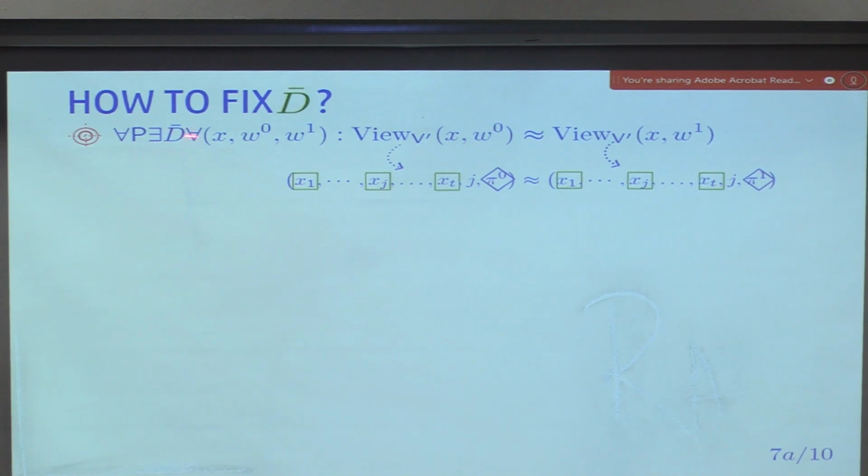Just as a sanity check, if you flip the order of quantifiers, if you want to say for all x there exists a D, then it becomes trivial. SWI becomes trivial because you can just give the witness. So it is really important to have a universal distribution that works for all instances.